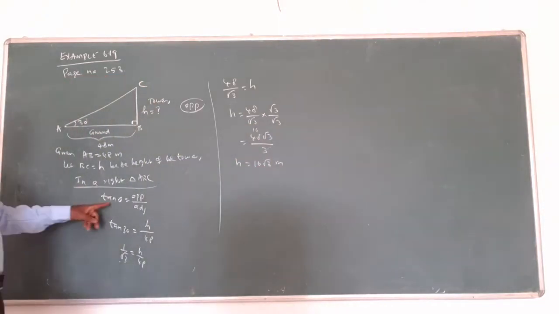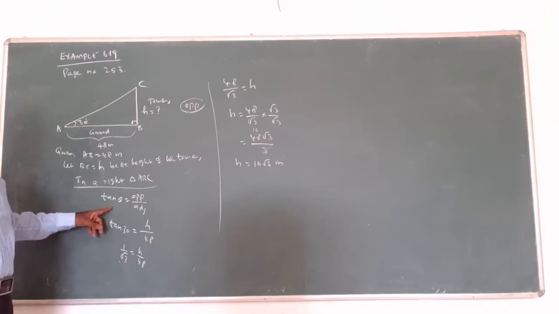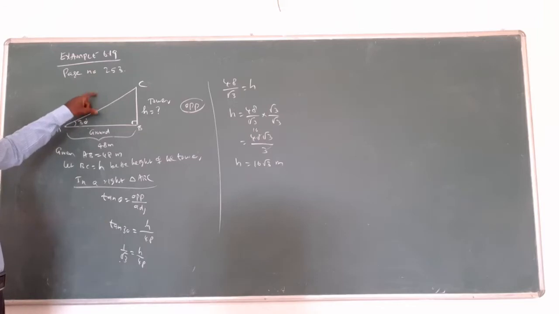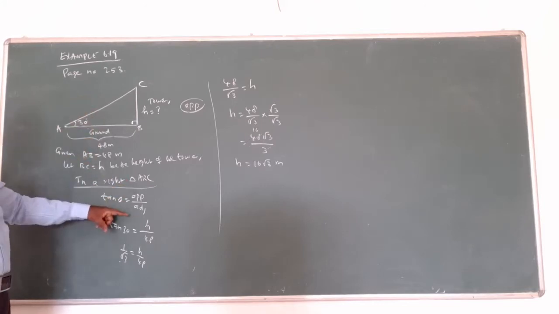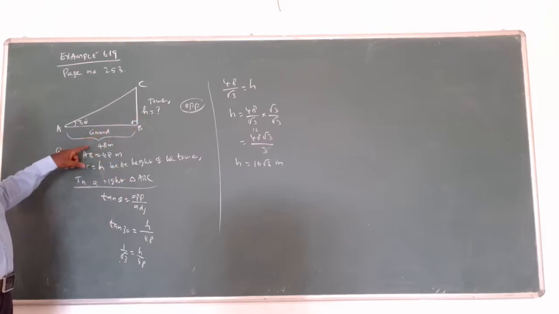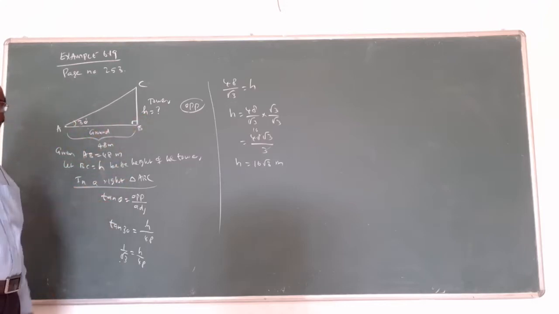Therefore, you cannot use the sine formula or cos formula. What is the sine formula? Opposite by hypotenuse. Hypotenuse is not given. Cos theta, what is the formula? Adjacent by hypotenuse. Adjacent is given, but hypotenuse is not given. But the tan theta formula is opposite by adjacent. Opposite is asked, adjacent is given. That's why I am using the tan formula.